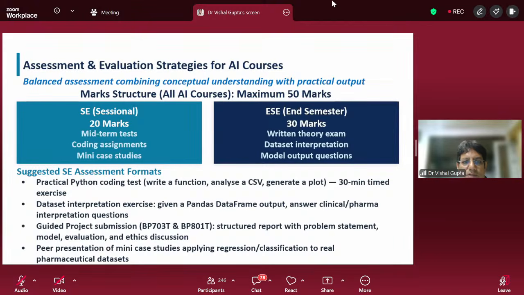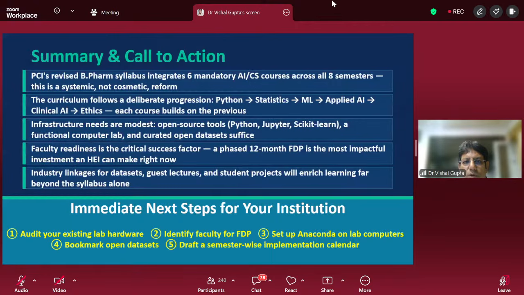So you can have midterm tests in the form of coding assignments and mini case studies. For the end semester, which is a written theory examination, give questions related to data set interpretation and model output. Some of the formats for the internal sessional examinations which I'm proposing are a practical Python coding test, writing a function, analyzing a CSV, generating a plot; a data set interpretation exercise, giving a pandas data output and answering clinical and pharma interpretation questions; and a peer presentation on mini case studies. So this will make the course very, very interesting to the students.